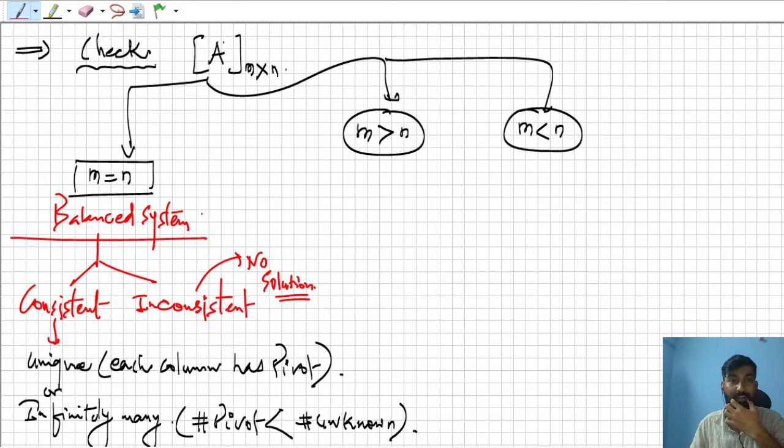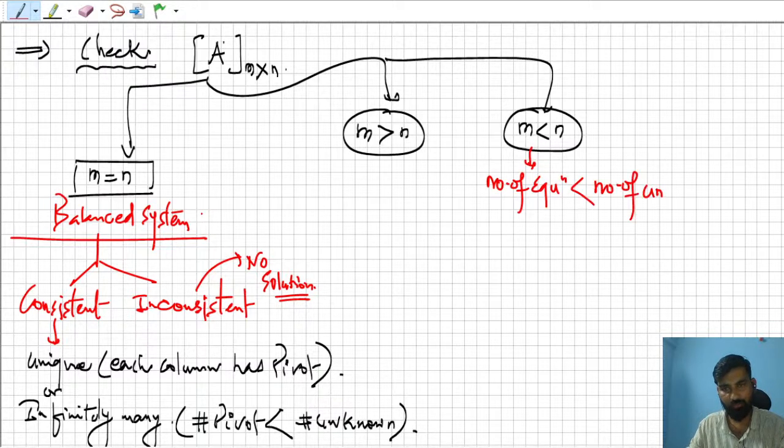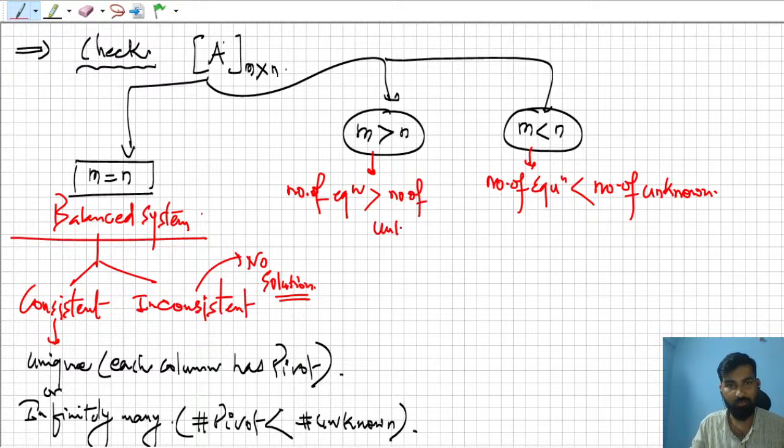If m is greater than n, what is the meaning of this? The number of equations is greater than the number of unknowns. In the other case, the number of equations is less than the number of unknowns, or you can say the number of rows is less than the number of columns. Number of columns is 3, number of rows is 2. So less equations and more unknowns. Understood?